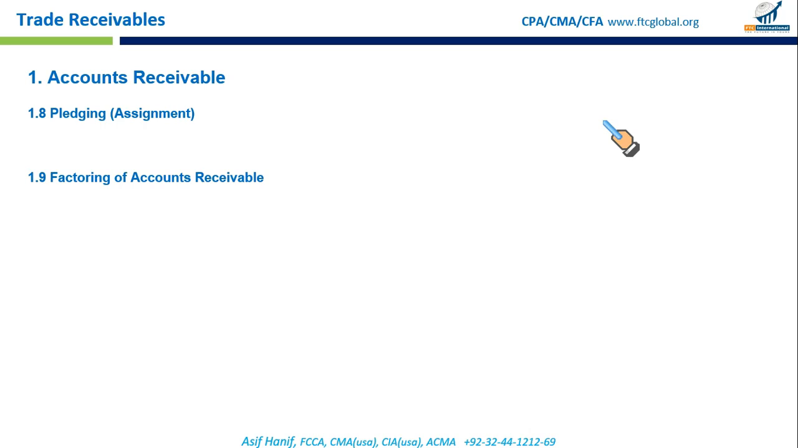Next, we have factoring of account receivables. Factoring is different from pledging. Factoring occurs when a company sells its receivables to a factor. Basically, a factor is a third party, a finance company that will pay you for these receivables. So what you do is sell your receivables to get immediate cash instead of waiting for the customers to pay you. Factoring can be done in two ways: without recourse and with recourse.